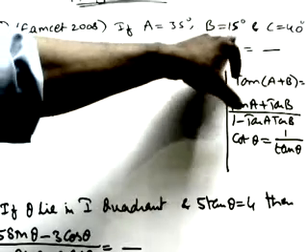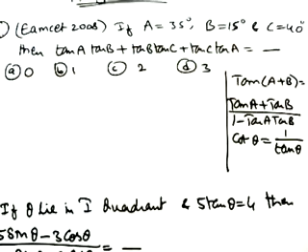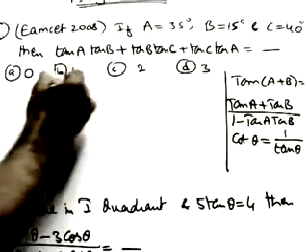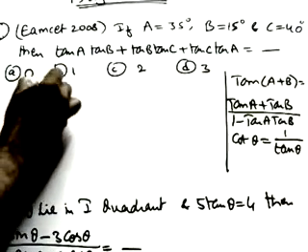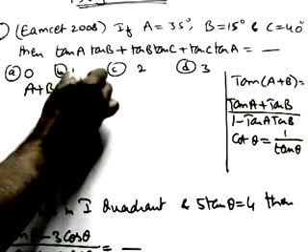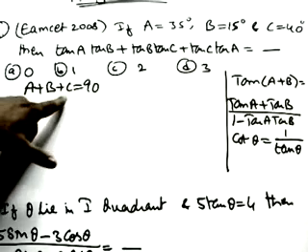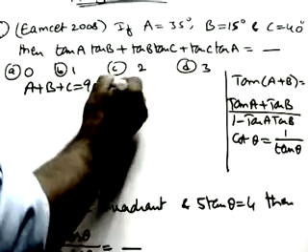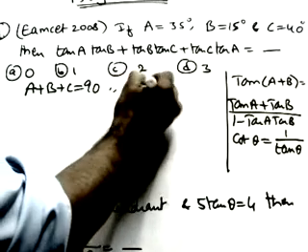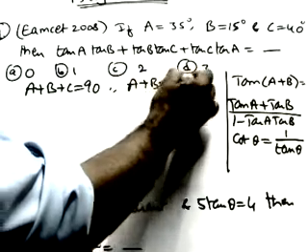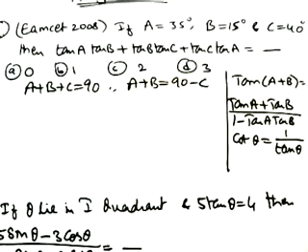Now watch this. If you add this, this will become 90. 35 plus 15 is 50, 50 plus 40 is 90, so we can take like this. A plus B plus C equals to 90 degrees. Bring this C here. You can write like this. A plus B equals to 90 minus C.